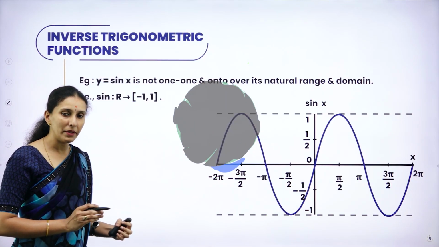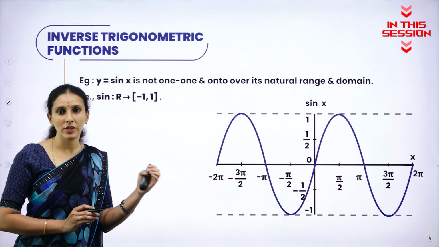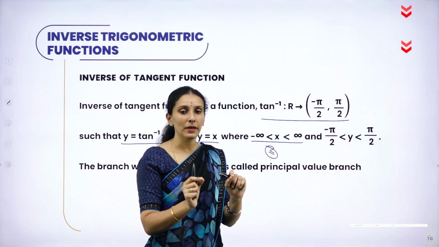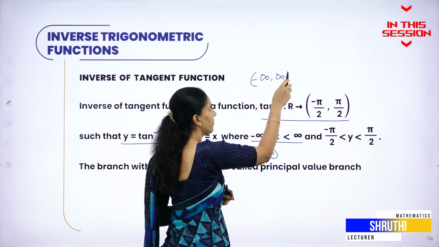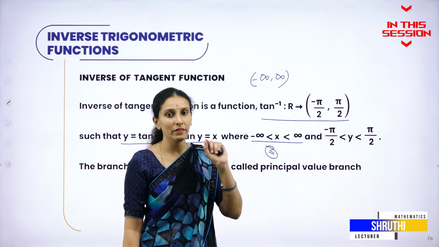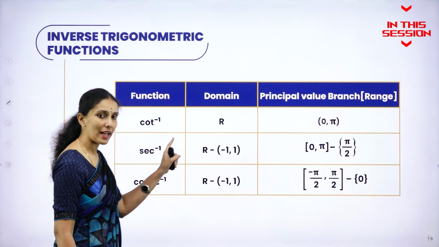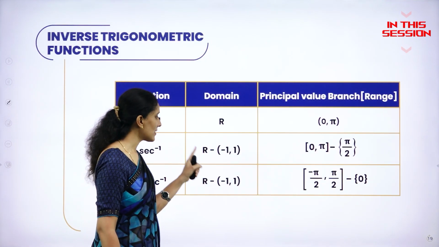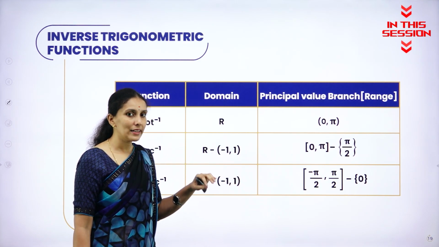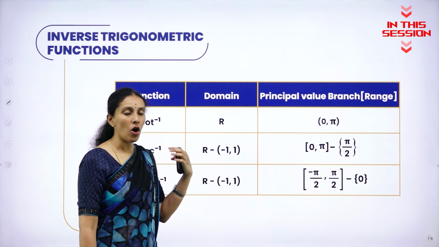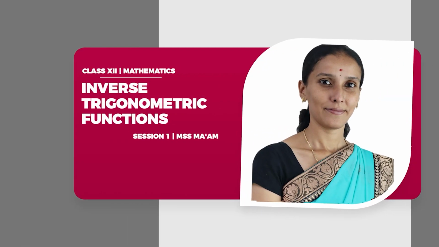For all the elements in the domain, it should have different elements or different images in the codomain. Real numbers is always written in the form of minus infinity, comma infinity. This is how we write the interval form of real numbers. And secant inverse, cosecant inverse have the same domain, that is R minus (-1, 1). So that is, x can take the values less than minus 1 or x can take the values greater than 1.